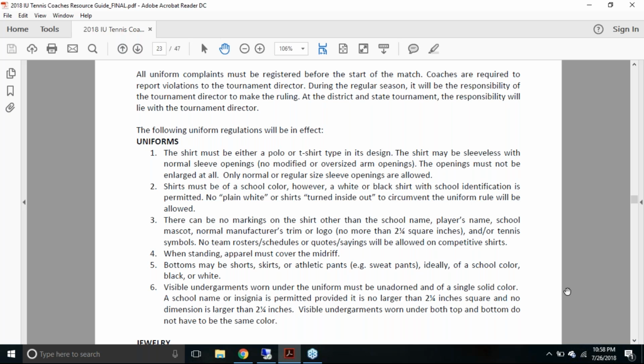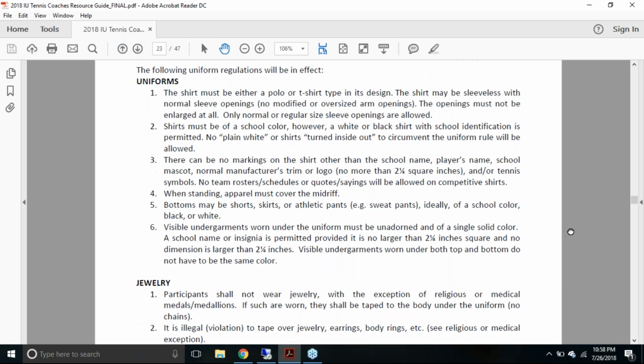So the uniform regulations that are in effect are as follows. The shirt must be either a polo or a t-shirt type in its design. The shirt may be sleeveless with normal sleeve openings, but no modified or oversized arm openings, and the openings must not be enlarged at all. Only regular size sleeve openings are allowed.